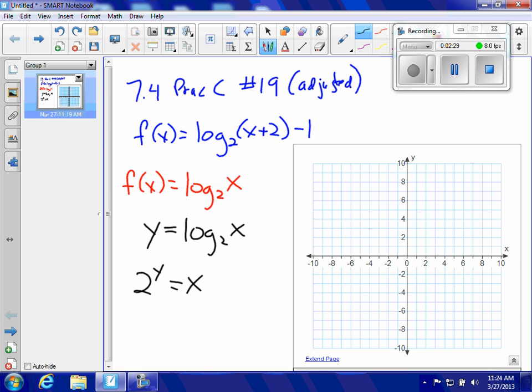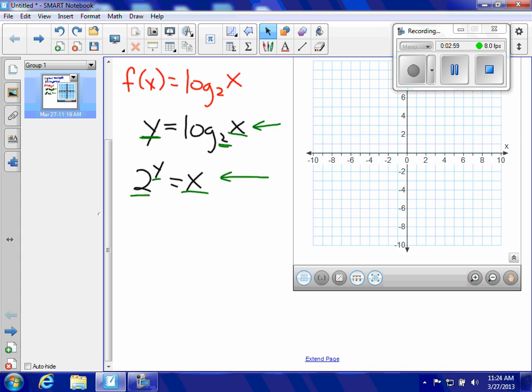And it's very important to understand how these two things relate. My parent function that I wrote up here is asking me a question. It's saying I have a base 2 and an exponent y. So if I take my base 2 and I put the exponent y on it, I'm going to get x. Well, look at my exponential equivalent. Base 2 exponent y equals x. Same thing. But this one is a whole lot easier to graph.